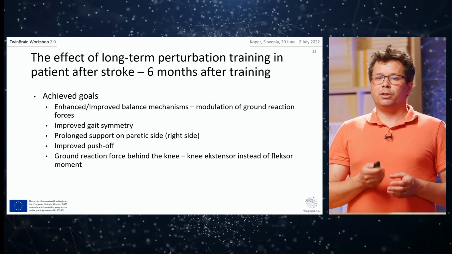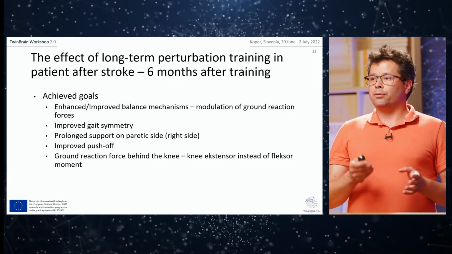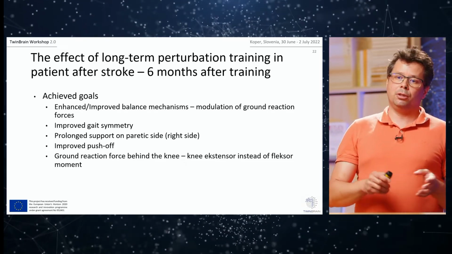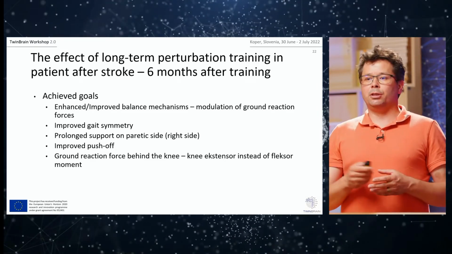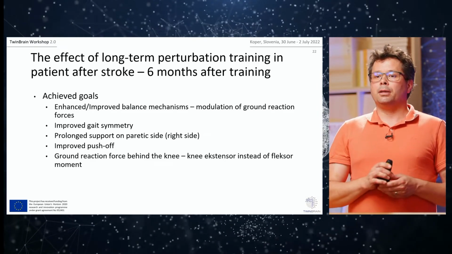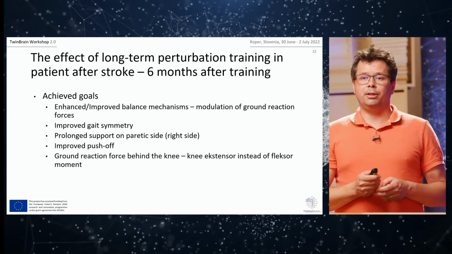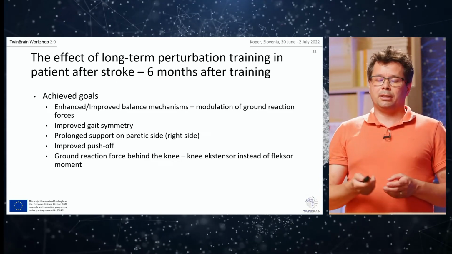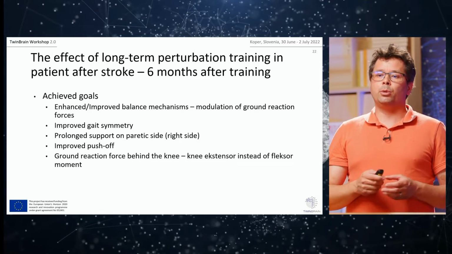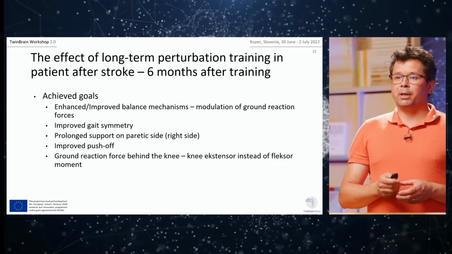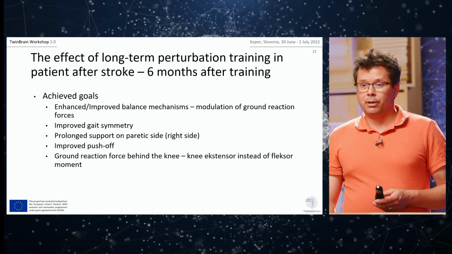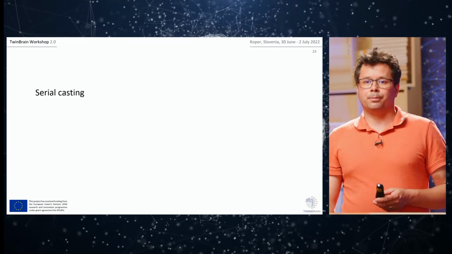The push-off did improve, and the ground reaction force shifted in the knee joint from the anterior to the posterior position, so that now the patient was able to generate knee extensor moment, so the extensor muscles were being activated, which is a normal pattern in every healthy walk.